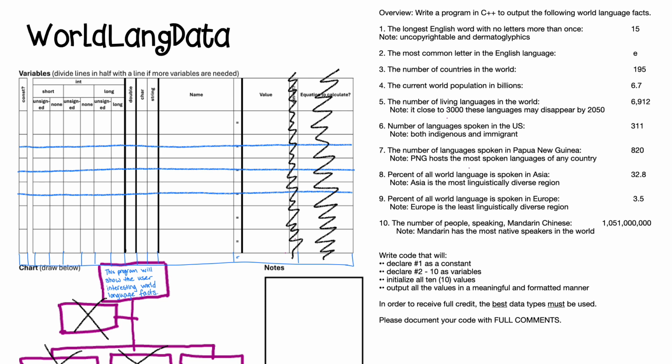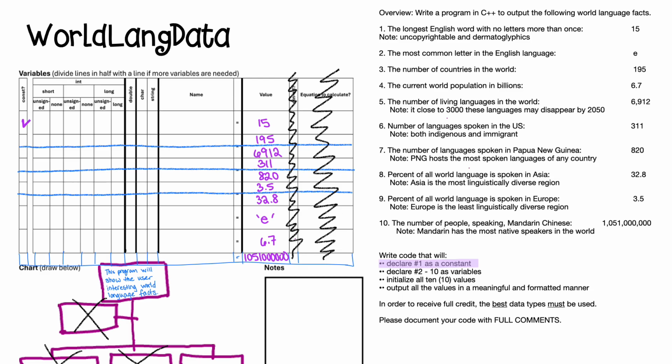I'm going to write in the values, making sure that data types are the same on each split row, so we only need one check for both variables on that row. We have the longest English word, no repeat, the number of letters. We have the number of countries, number of living languages in the world, number of living languages in the US, which is drastically lower, number of languages in Papua New Guinea, percent of all world languages spoken in Europe, percent of all world languages spoken in Asia, the most common letter in English, current world population, and the number of people who speak Mandarin.